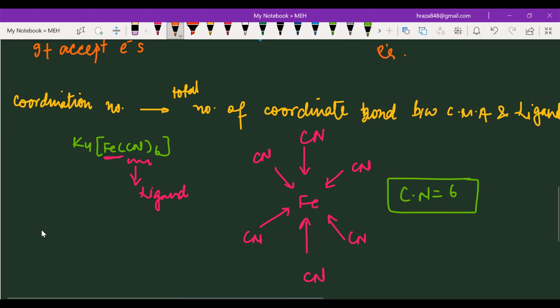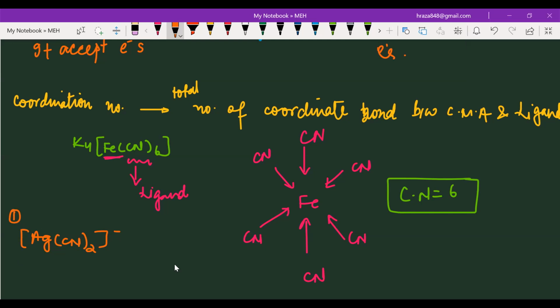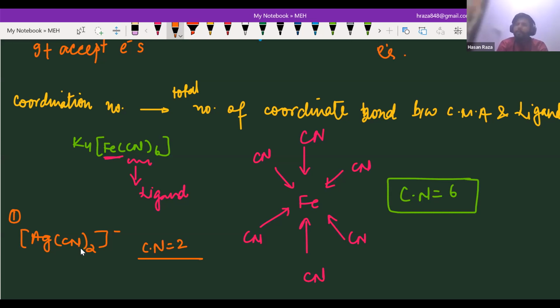Yes, sir. If I ask, what is the coordination number of this compound? Look at the compound and I think you can tell me. 2. So the coordination number is 2, because 2 ligands are there and the ligand is CN. CN has the tendency to form only one coordinate bond. That's why the coordination number equals 2.